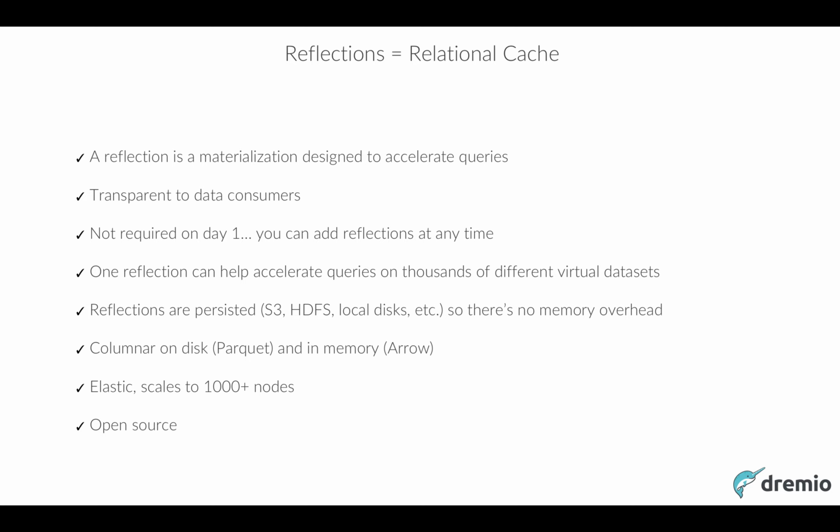The reflections themselves are persisted, and so they do not require any memory overhead. They don't have to fit in memory. The system can utilize things like S3 or HDFS or local disks to accelerate those queries. A combination of columnar on disk and columnar in memory is utilized here. Columnar on disk, we utilize Parquet for the most part, and in memory, we utilize Arrow. And this technology is scalable. It can scale to thousands of nodes. It's entirely open source as well, so you can go to the website and download it, or go to GitHub and look at the source code.